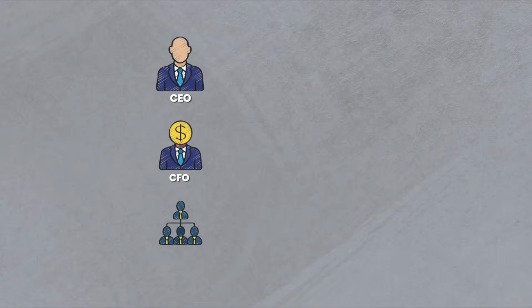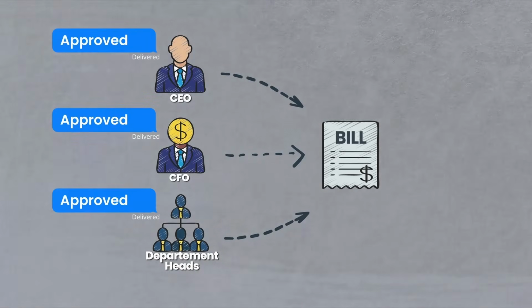Approvers can be department heads, the CFO, the CEO. You should ideally have a schedule for who's responsible for approving bills from each vendor. And it's okay to have multiple approvers for a bill. In fact, that's pretty common.